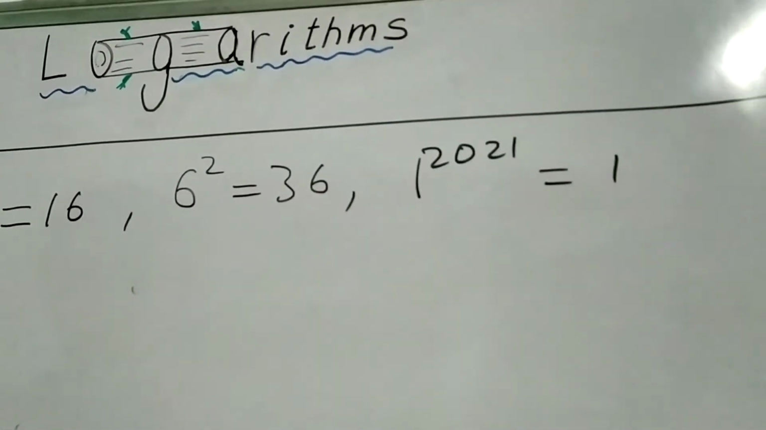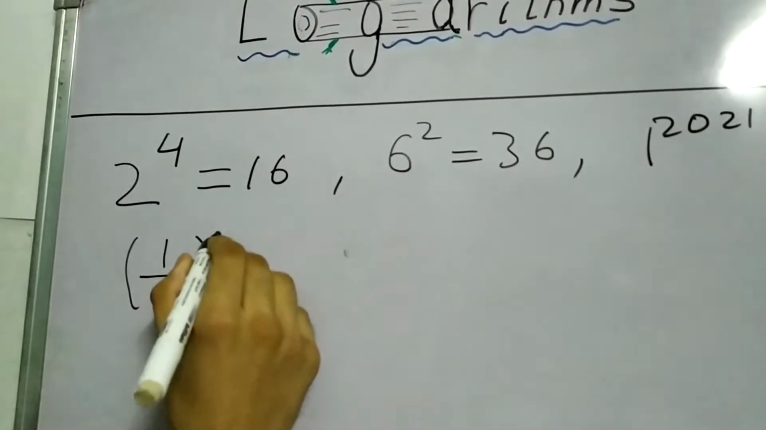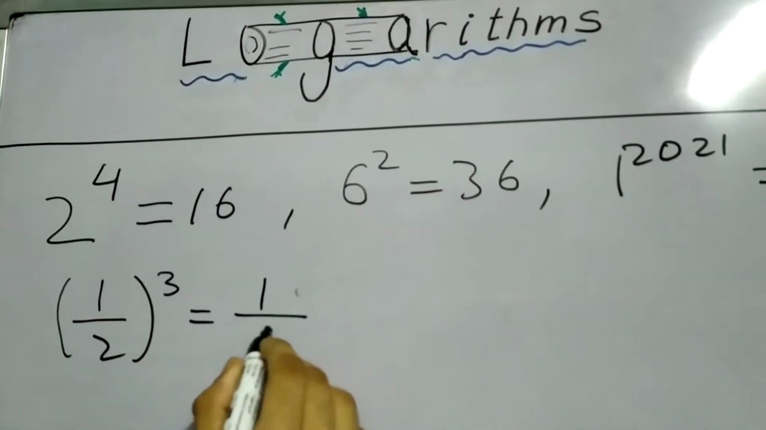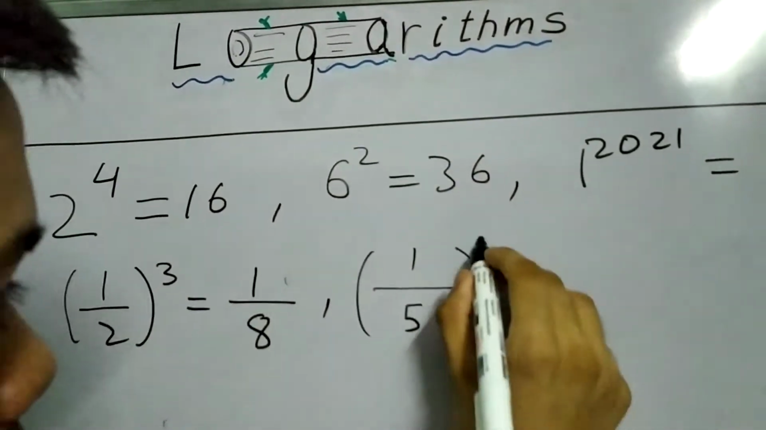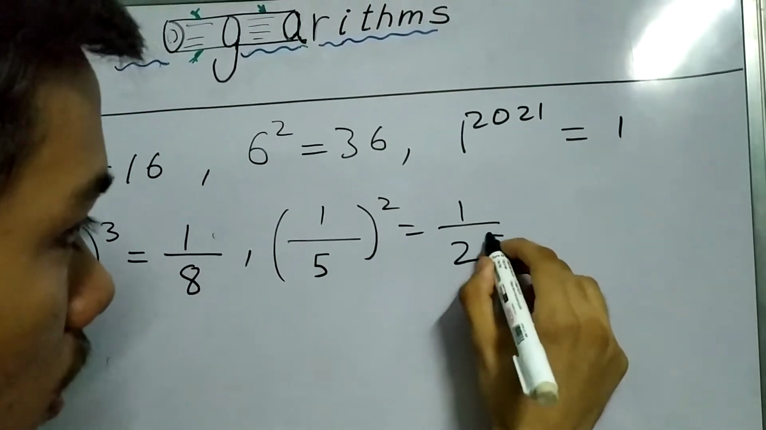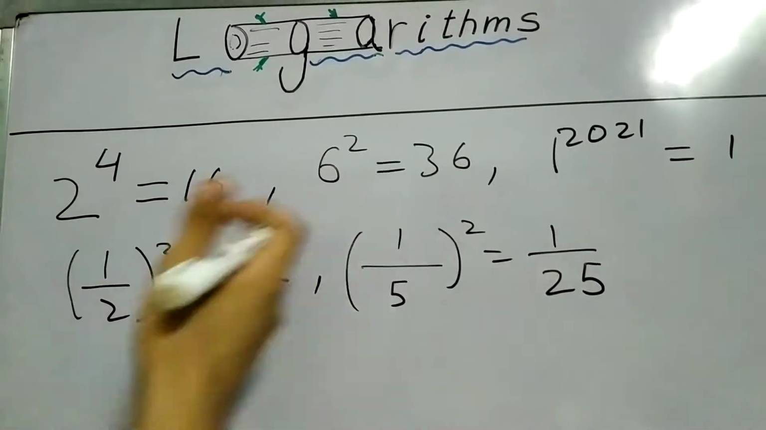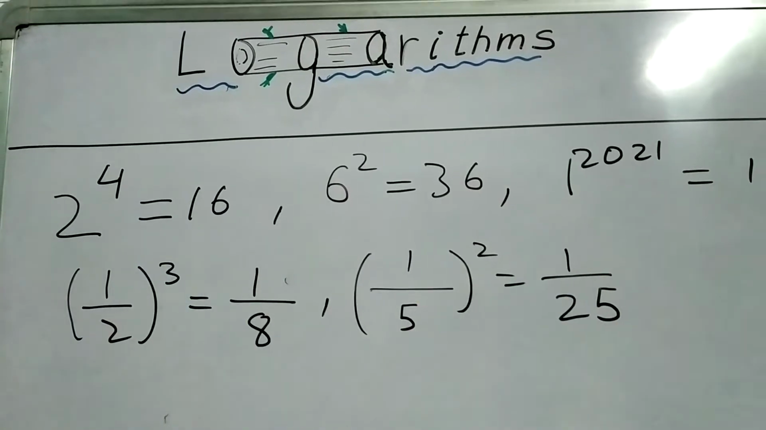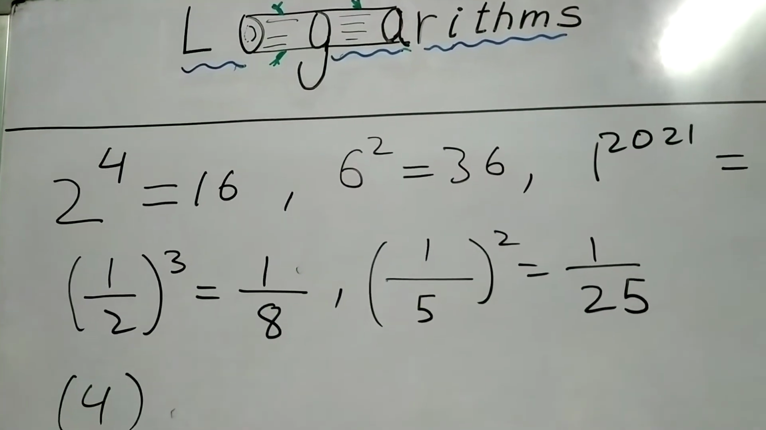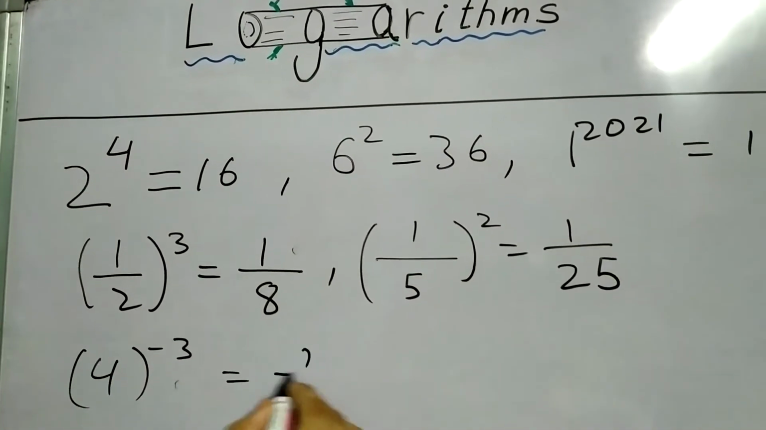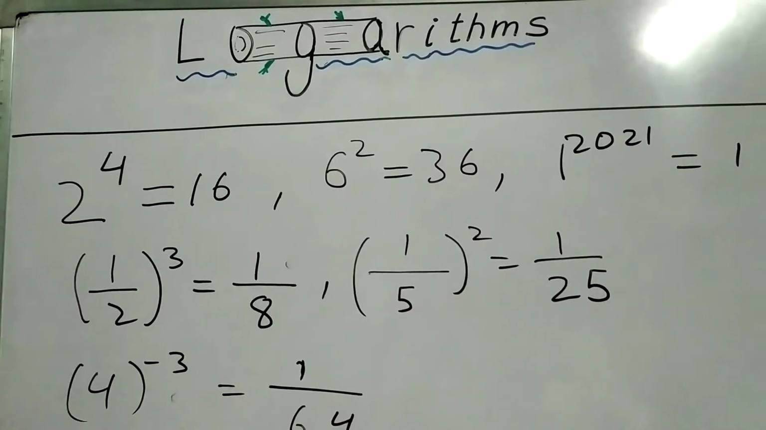And we can extend this to fractional powers. So (1/2) to the power 3 is 1 by 8, and (1/5) to the power 2 is 1 upon 25. And these exponents can also be negative. So 4 to the power minus 3 is 1 upon 4 cubed, 1 upon 64, and so on.